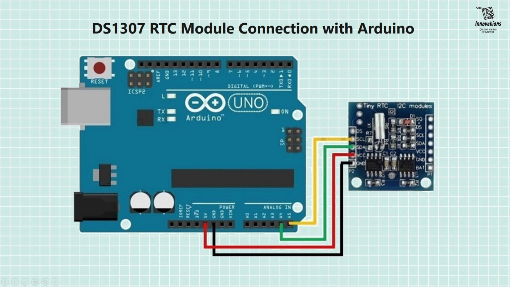If we are using an Arduino Uno, we will connect the VCC pin to the 5V pin, the ground pin to the ground pin of the Arduino, the SDA pin to the analog A4 pin, that is the SDA pin of the Arduino, and the SCL pin to the A5 pin, or the SCL pin of the Arduino. This is the connection. And now we will look into the Arduino sketch, then we will see the practical demonstration.